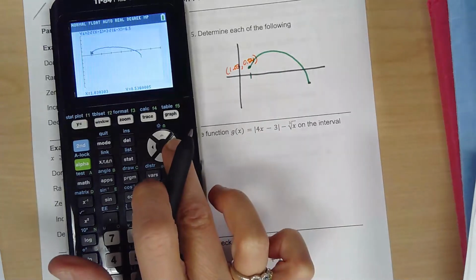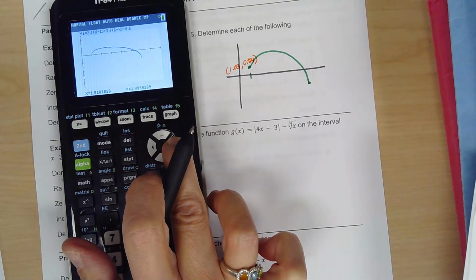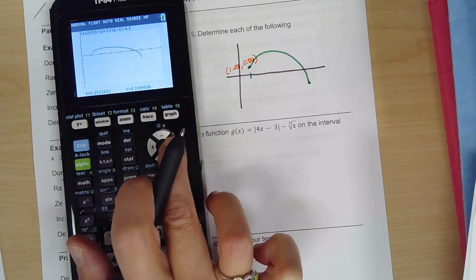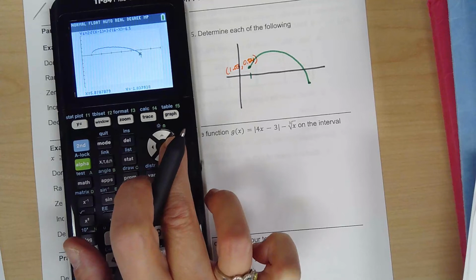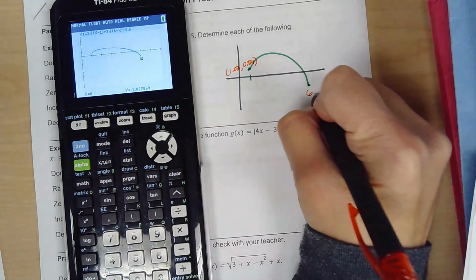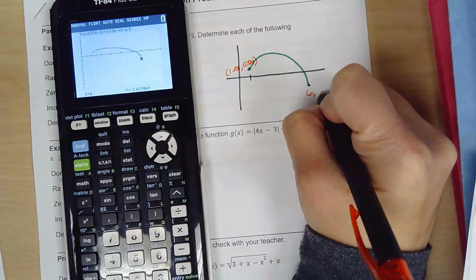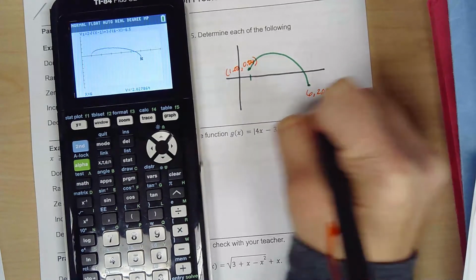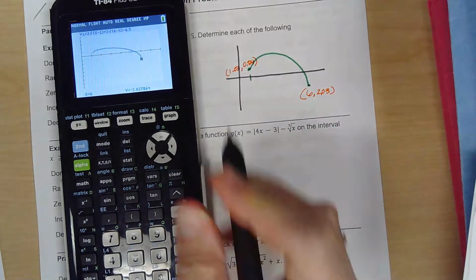Let's use the trace again. We're going to move my cursor all the way to the other side now and see what that endpoint is. Oops, went too far. Okay, so now this is 6 and 2.02, or 2.03 rounded.